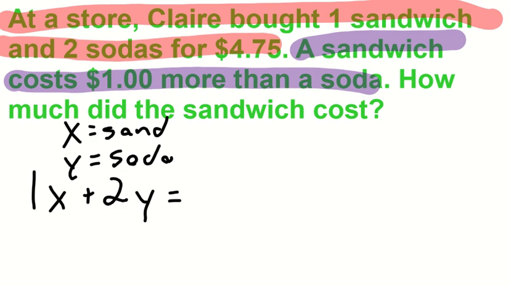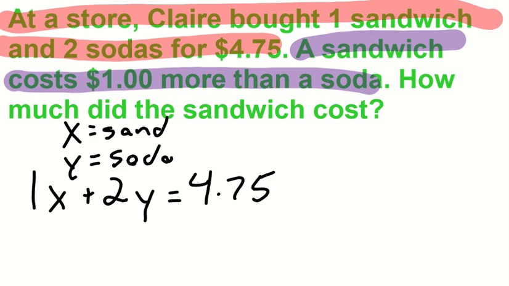Now, what should that equal? Who can tell me that? I got one sandwich, two sodas. What should it be equal to? Eric? Yeah, 475. It's going to be our total amount. There's our first equation. Everybody kind of follow how we did that? She bought one sandwich, so we got 1X. Two sodas, we got 2Y. $4.75, so we got equal 475.